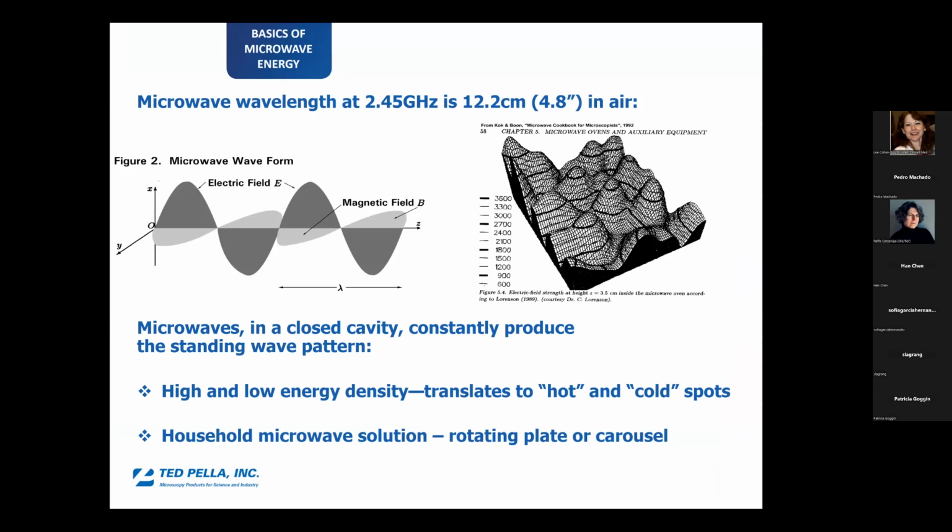So starting with the basics of microwave energy, microwave wavelength at 2.45 gigahertz is about 4.8 inches in air. So what this results in is within a closed cavity, they constantly produce a standing wave pattern. So high and low energy density areas in a field which results in hot and cold spots. So typically in a household microwave, how these hot spots are utilized is by putting a plate of food on a rotating carousel, and then that passes the food through these hot spots, then heating or cooking the food. Though in the laboratory setting, we typically don't want to cook our precious samples, so we have to look at ways to get around that.